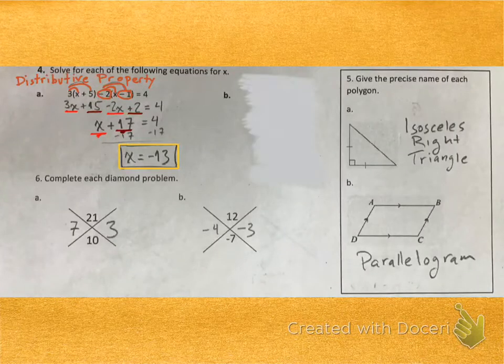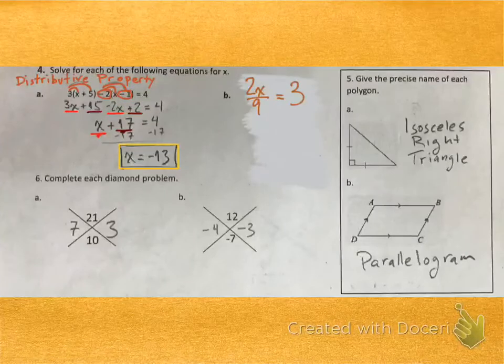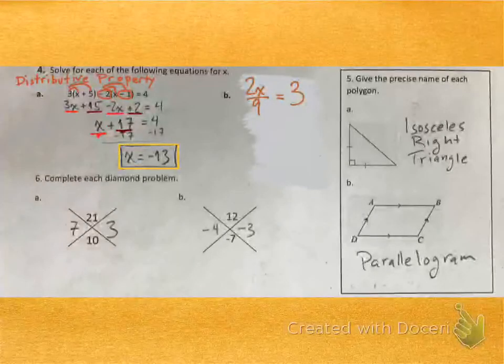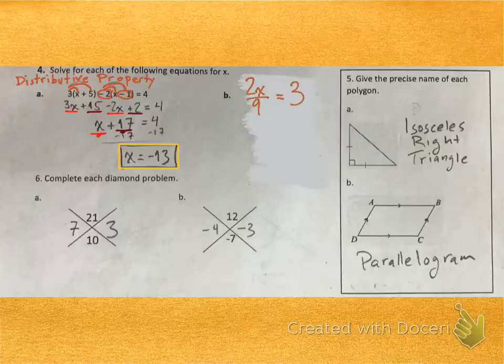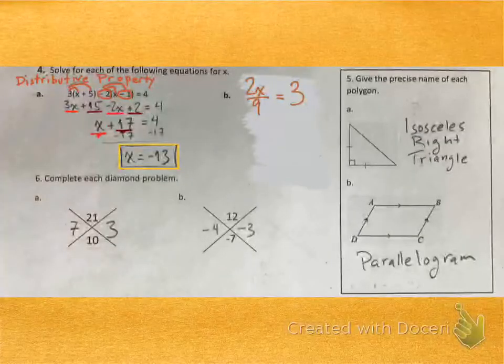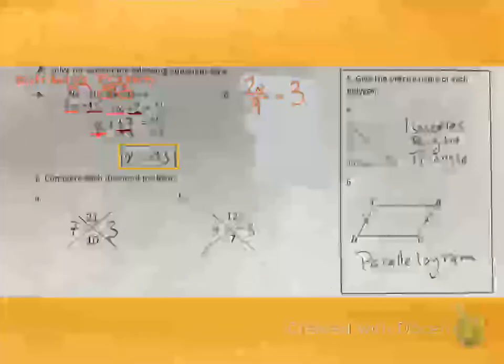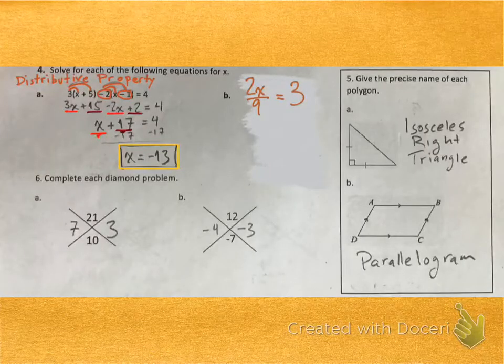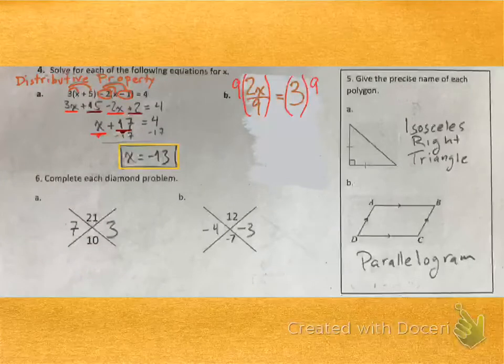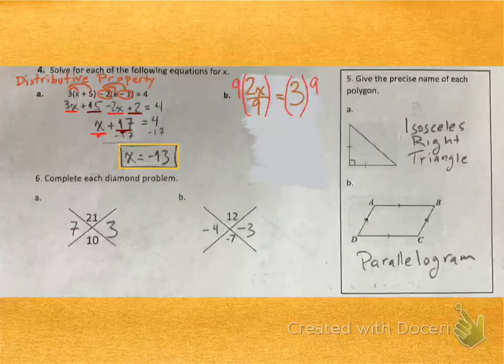Next equation, I didn't really like the way that one played out on the paper, so I'm starting over here. The equation is 2x over 9 equals 3. And what I'm going to suggest to you is a method that you can always use to solve an equation with a fraction in it, and that is to multiply everything in the equation by the denominator of the fraction. In this case, that's 9. So you're going to multiply both sides of the equation by 9.